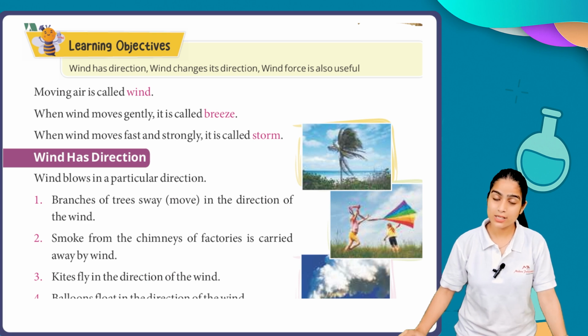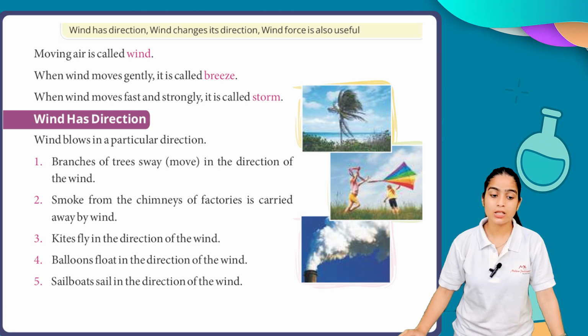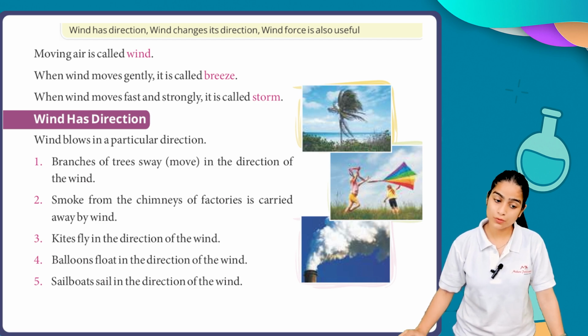Now, wind has direction. Have you ever thought about whether wind can tell us the direction? Yes, wind can tell us the direction, and wind has a direction. Wind blows in a particular direction. Branches of trees sway in the direction of the wind. Smoke from the chimneys of factories is carried by wind. Kites fly in the direction of the wind. Balloons float in the direction of the wind. Sailboats sail in the direction of the wind.